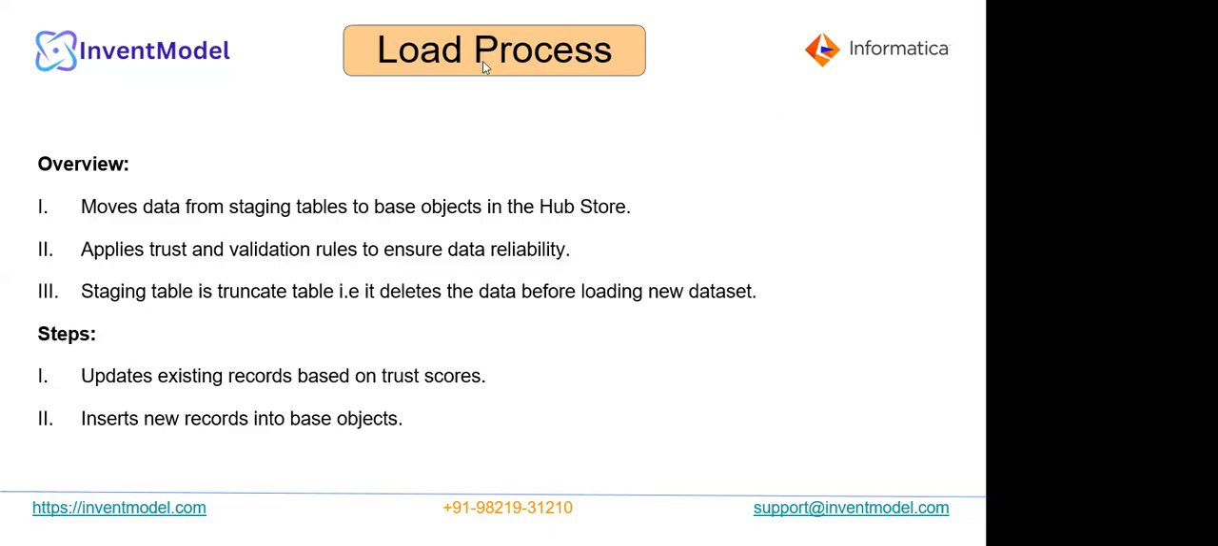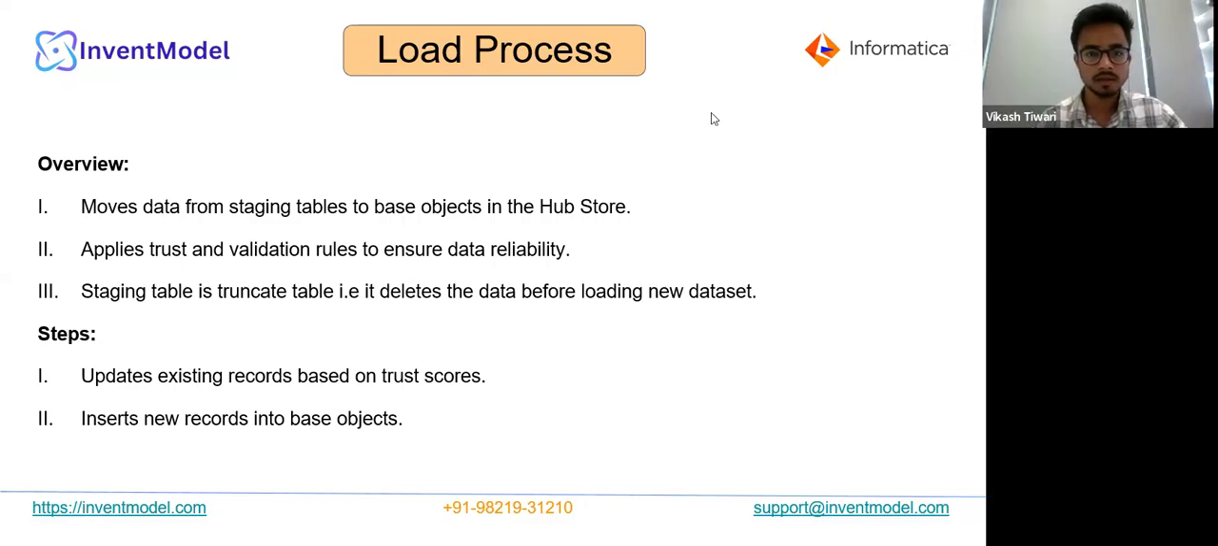Load process is what I had explained earlier. Load process is nothing but whenever we have to load the data from staging to the base object, we only have to run the load job. That's it. Overview: it moves data from staging to the base object in the hub store. It stores the data from the different staging tables to the base object, and applies trust and validation rules to ensure data reliability. We are going to cover these trust and validation rules. It means what kind of data we are receiving, what trust value data we are receiving.